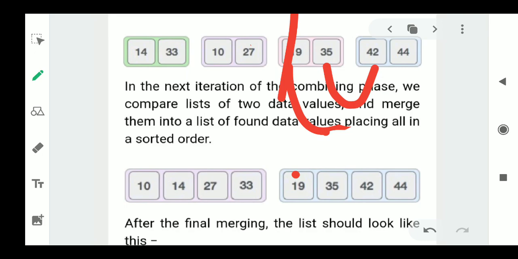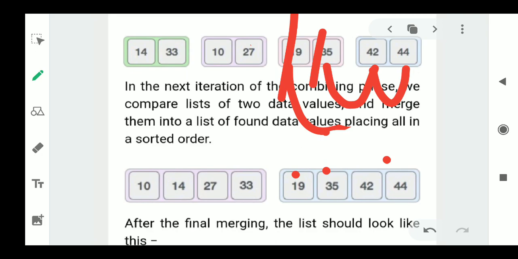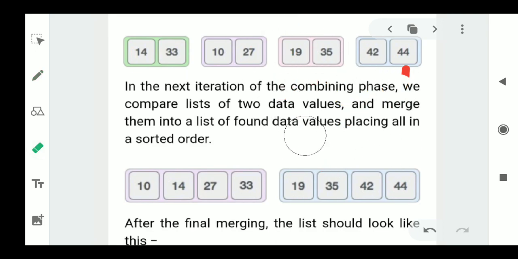35 and 42. 35 is smaller. We have taken 35. 35 is not there. Now we will compare 42 and 44. 42 is smaller. 44 is next larger element. We have taken all the elements into the list.